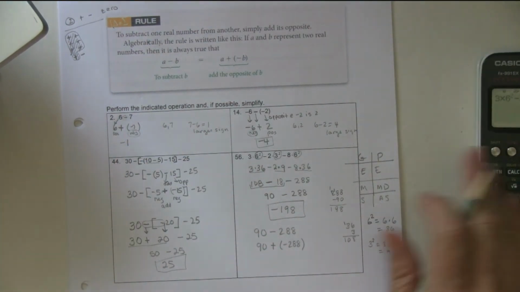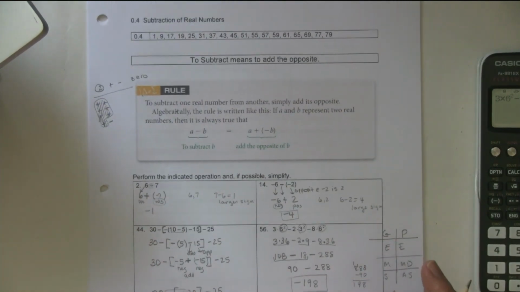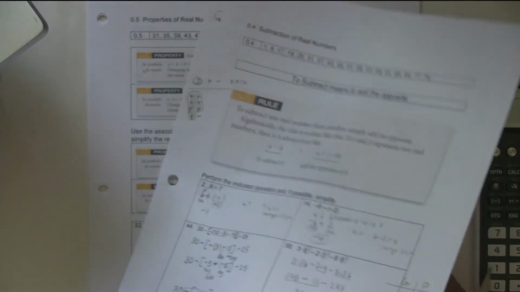Okay, so that's section 0.4, subtraction with real numbers.